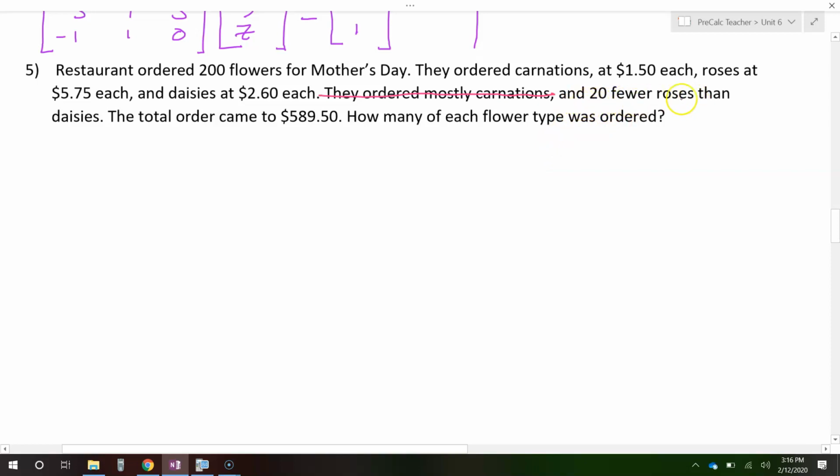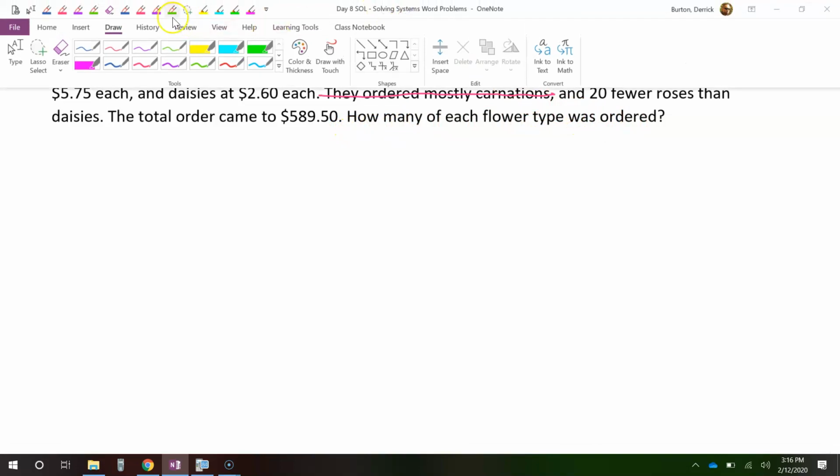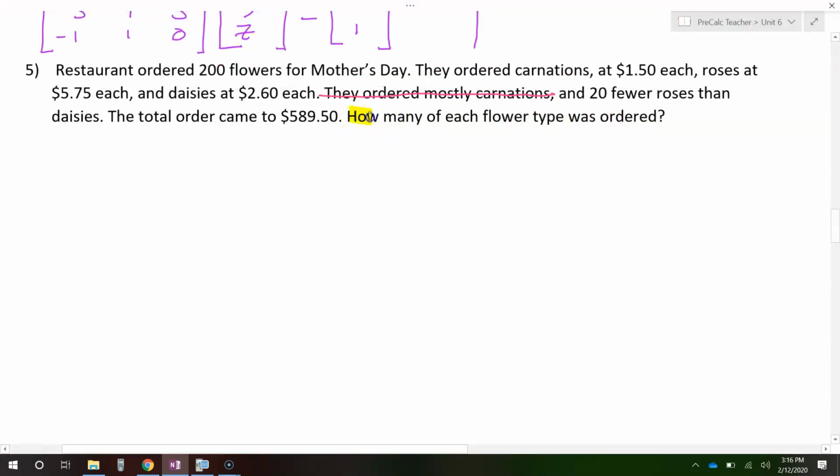20 fewer roses than daisies. See, that's nice and concrete. That's what we need. The total order came to $589.50. How many of each type of flower was ordered? The last sentence tells us what the variables need to be. So boom, I'm going to highlight that.